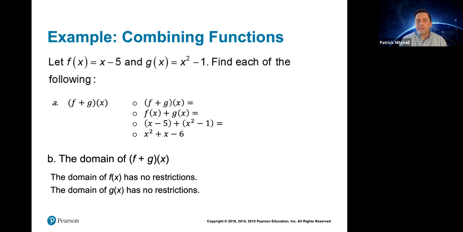And the same thing for g of x. You can take any number you want, square it, and then subtract 1. So the domain of f of x is all real numbers. The domain of g of x is all real numbers. And what do all real numbers and all real numbers have in common? All real numbers. All right. So the domain of this function is all real numbers.